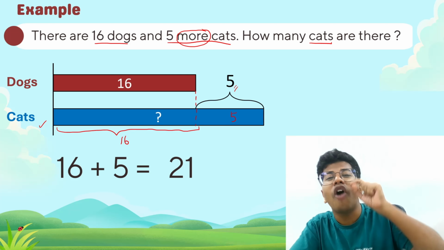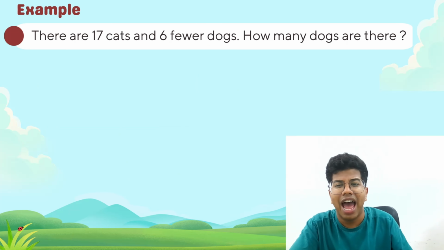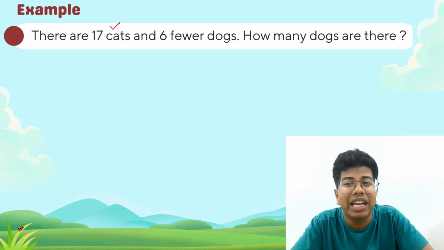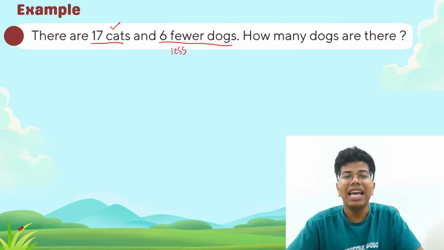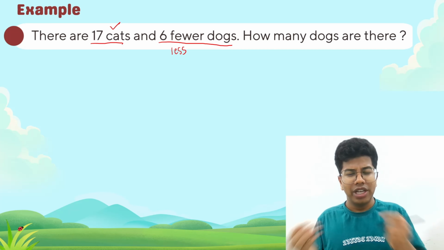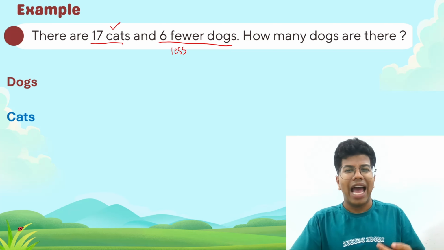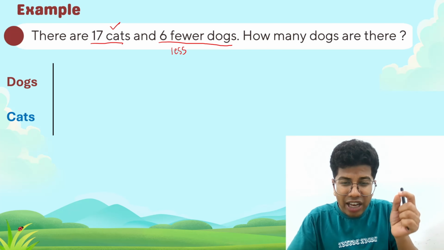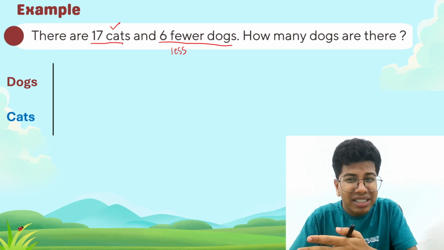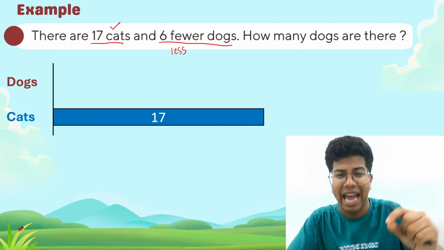Now, let's say instead of more, I have a relation of less. Let's just have a look. So here I have 17 cats. I know the number of cats. But 6 fewer dogs. Oh, dogs are fewer. Fewer means less. How many dogs are there? So we have to find out how many dogs are there. So if I want to draw a model here, what should we do? Yes, there are 2 animals, dogs and cats. Now regarding exact value, which animal can I draw first? Cats or dogs? Oh, we know the exact value of cats. So I will draw cats first, 17 cats.